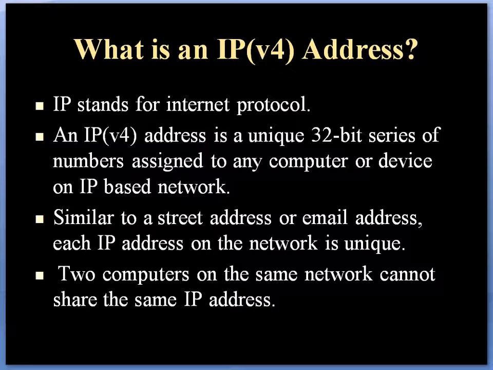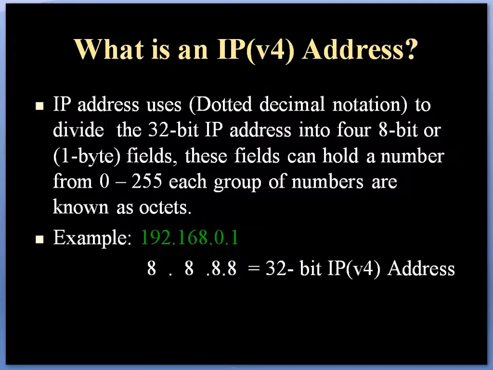IP stands for Internet Protocol. An IP, or Internet Protocol version 4 address, is a unique 32-bit series of numbers assigned to any computer or device on an IP-based network. Similar to a street address or email address, each IP address on a network is unique. Two computers on the same network cannot share the same IP address. IP addresses use a dotted decimal notation to divide a 32-bit IP address into four 8-bit fields. These fields can hold a number from 0 to 255, and each group of numbers is known as an octet.